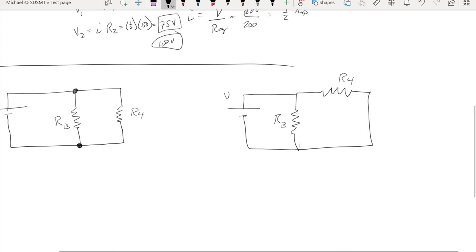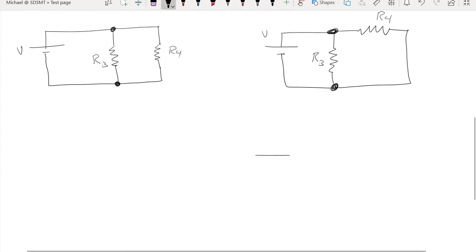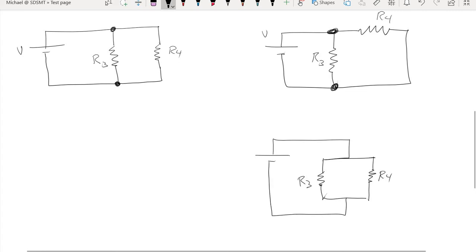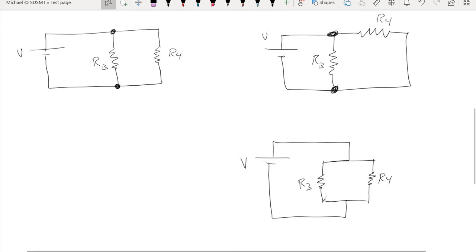If we look at where the heads of each resistor are connected and where the tails of each resistor are connected, it's the same picture. I just have an extra length of connection between the tail of resistor 4 and where it connects to the tail of resistor 3. Another way that I could draw this, we could have something that looks like this. Resistor 3, resistor 4. This is the same picture as the other two.